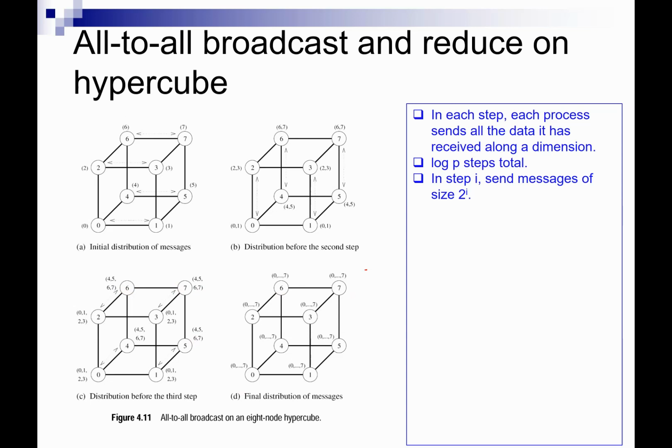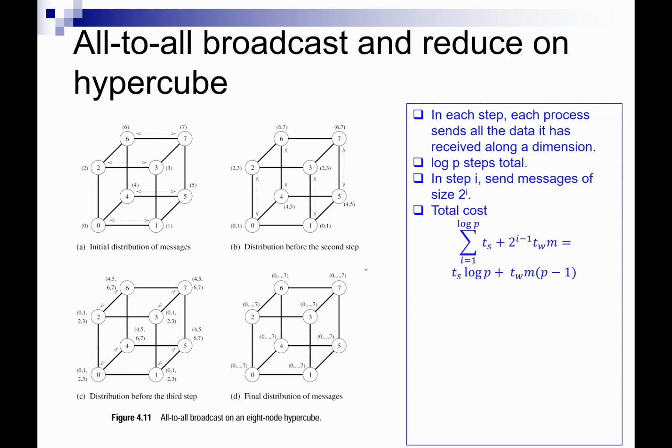So that's the algorithm. The number of steps you take is equal to the number of dimensions, which is log p. Now in the ith step, the size of the messages that we're sending keeps increasing. In fact, it doubles every time. Initially you're sending messages of size 1, and then next you're going to send messages of size 2, and then 4, and then 8, and so on. So in the ith step, you send messages of size 2 to the i.